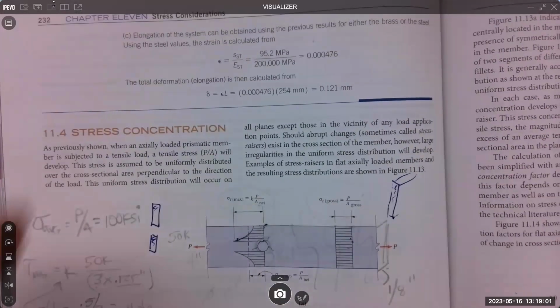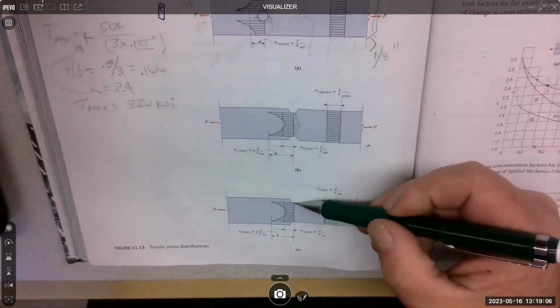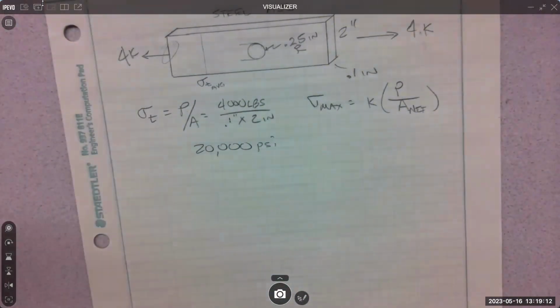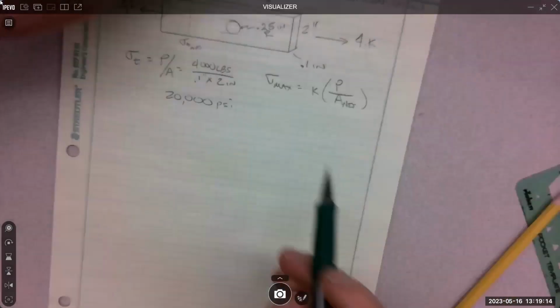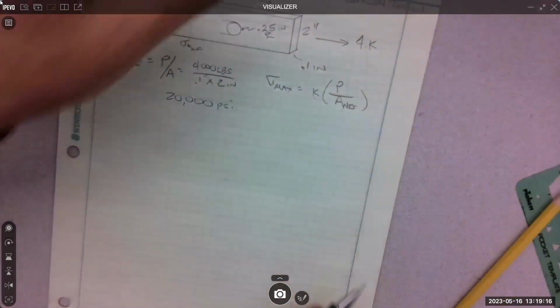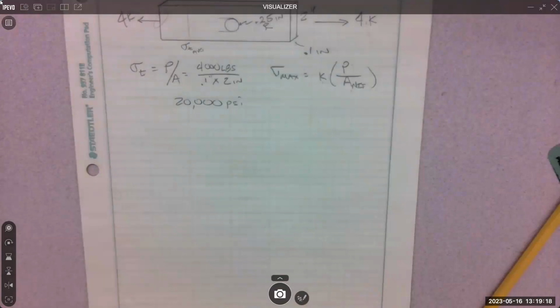So same with these other changes, right? The stress riser is right next to the change. All right, so how do we calculate it? We use a new formula. It looks very similar. It is K P over area net. So it's still P over A, but we put in this K factor.